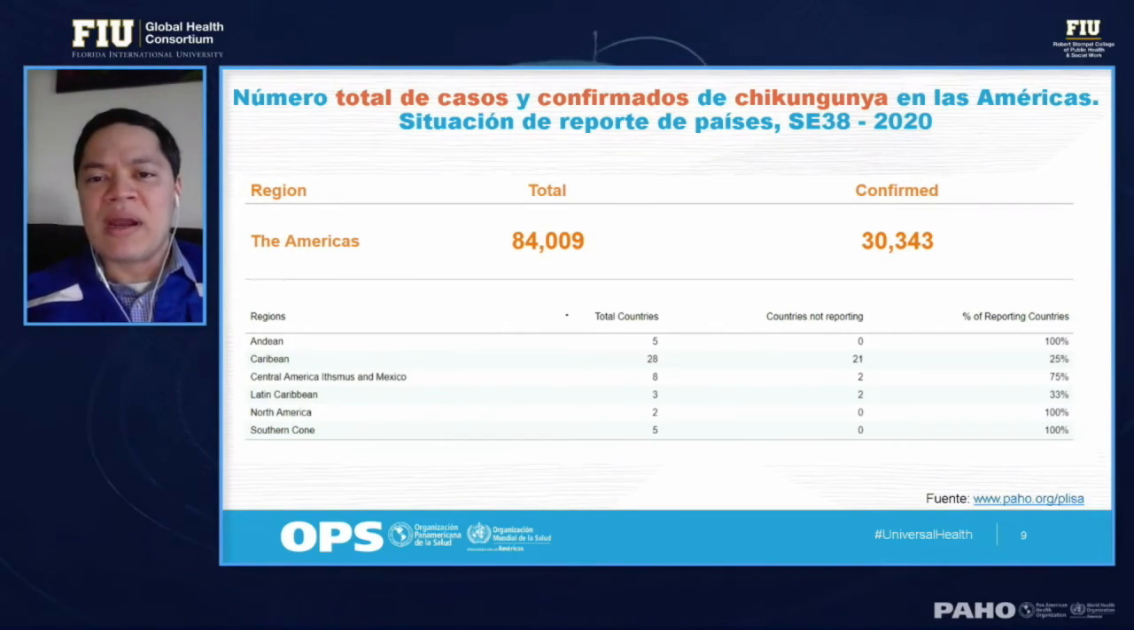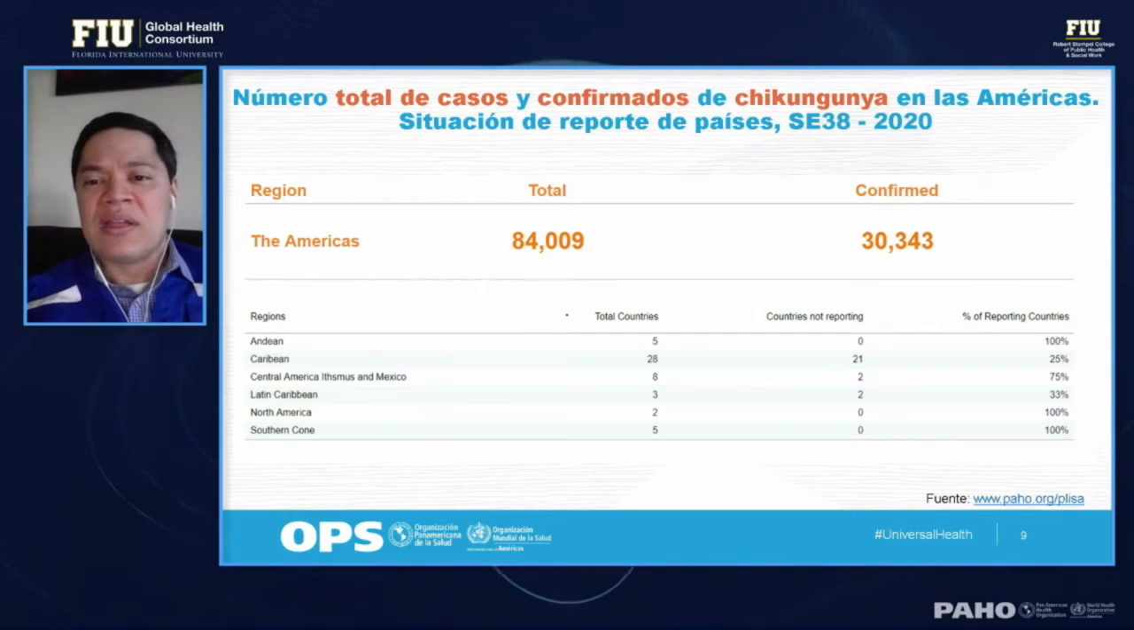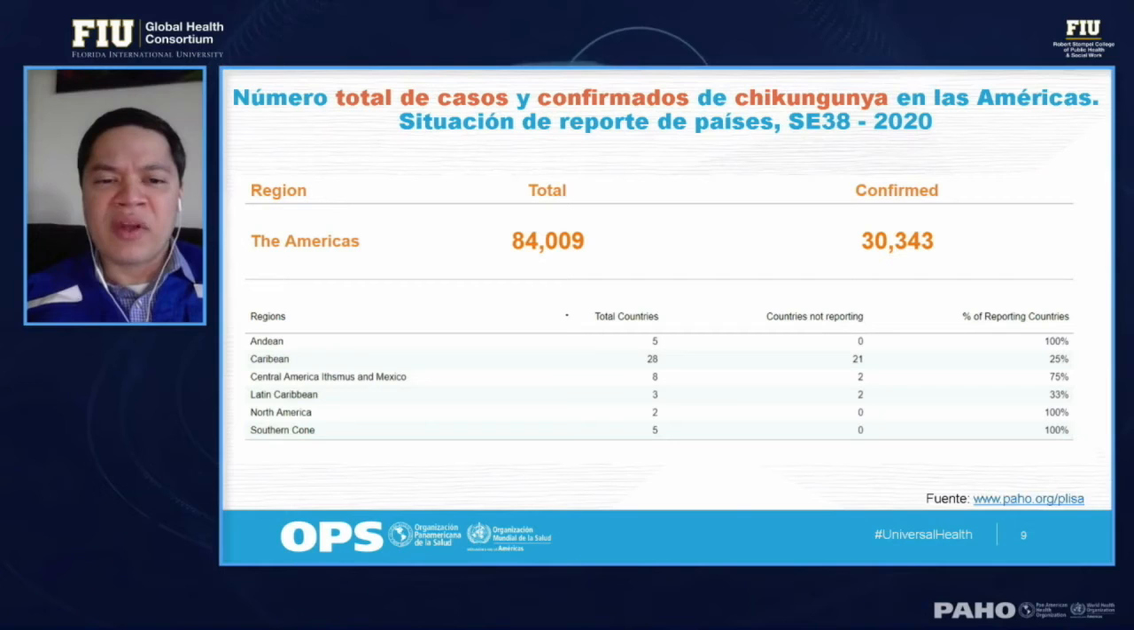This slide shows the total number of cases of chikungunya for 2020 until the 38th epidemiological week. In the Americas, slightly more than 84,000 cases have been reported. Of them, almost one third or slightly more have been confirmed by laboratory tests.